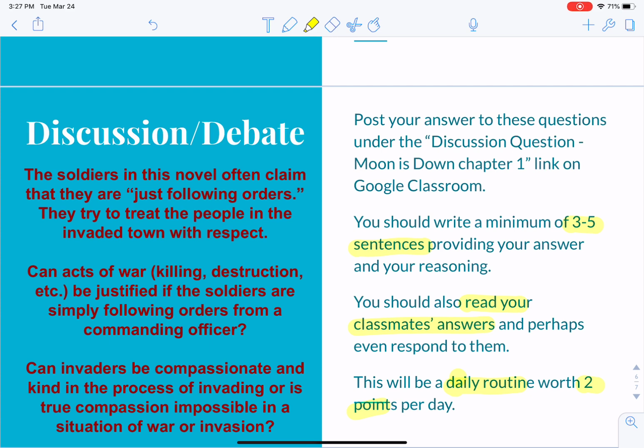The questions for today are this. The soldiers in this novel often claim that they are just following orders. And so I want you to think about, can acts of war, following orders, things like killing, destruction, death, be justified if the soldiers are simply following orders from a commanding officer? So take a position on that and maybe offer some support. Maybe you'd rather answer question 2. Can invaders be compassionate and kind in the process of invading? Or is true compassion impossible when in a situation of war, or invasion? So again, take a stand, take a perspective on that issue, and offer some thoughts.